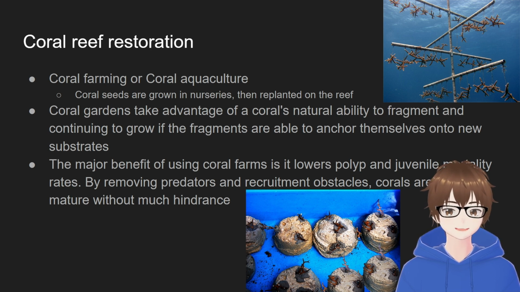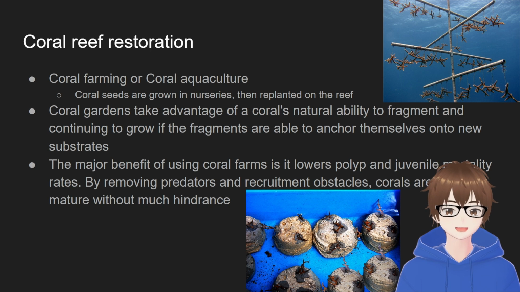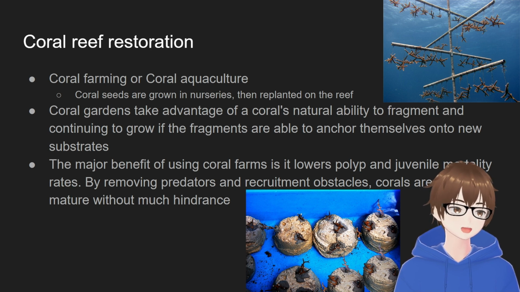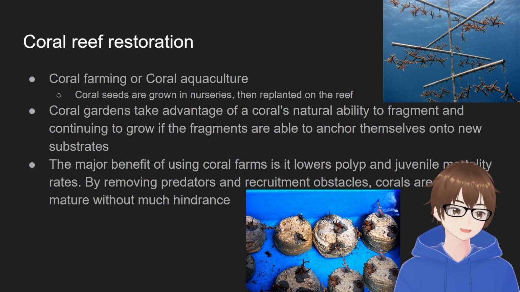The major benefit of using coral farms is that it lowers the polyp and juvenile mortality rates by removing predators and recruitment obstacles. Coral are able to mature without much hindrance. So basically, they're babying the coral. Coral out in the open ocean would have a very, very high mortality rate. Most of them would not grow into actual corals. But since they take these corals, fragment them, and grow them individually, we can grow a ton more coral.